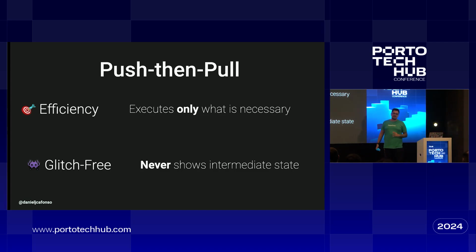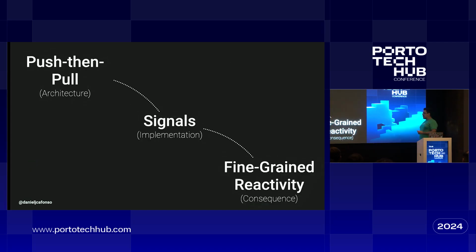And these are the two rules that you definitely need when you have a fine-grained reactive system, which implements the push then pull architecture. So, in a sense, this is the mind map for you to understand. Push then pull, it's the architecture. Signals, it's an implementation of push then pull. And as a consequence of that, you're going to have fine-grained reactivity. And this has been the concept that changed the JavaScript framework world in the last few years.